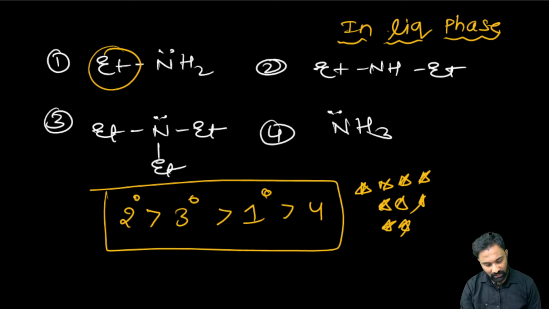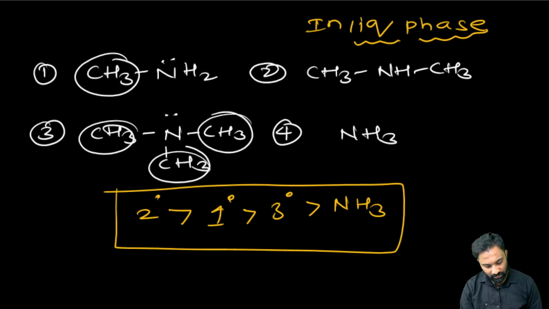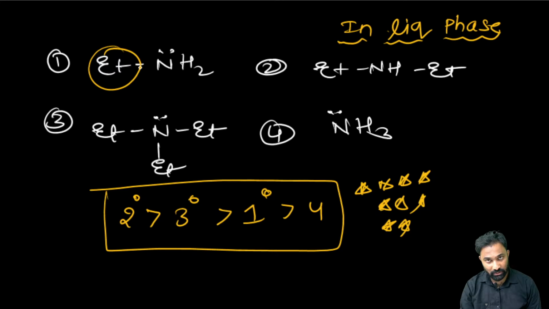Yes. Only in the methyl and the ethyl case. If they have given ethyl amines, they have given 2 degree, 3 degree, 1 degree and the normal amine. If they have given methyl, they have given 2 degree, 1 degree, 3 degree and the normal amine. Okay, this is very important. You have to be very careful with this one. Whether they have given the ethyl or the methyl, you have to cross check.